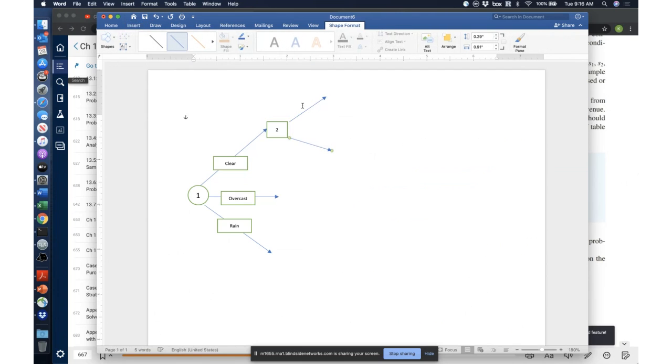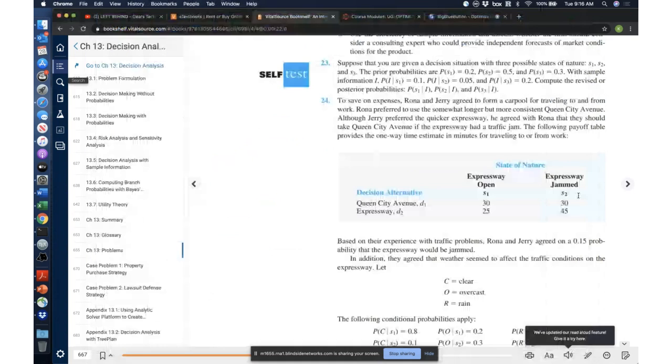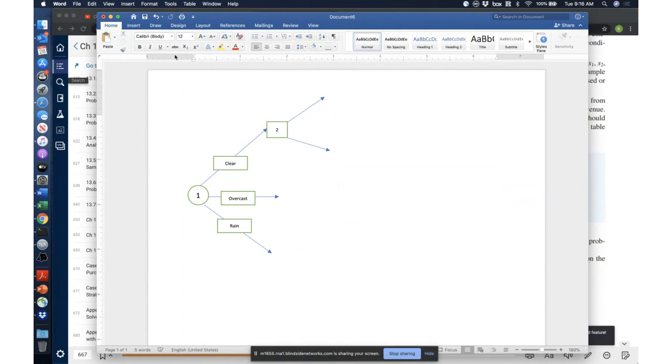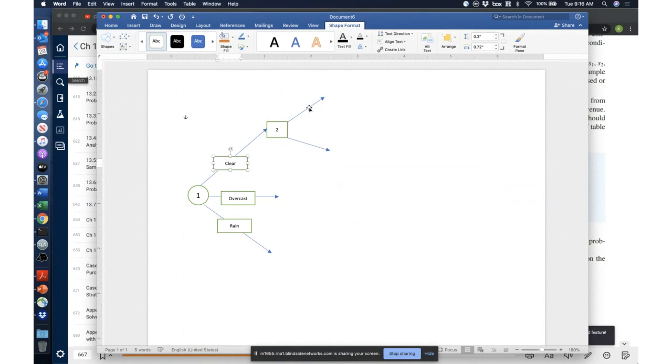So I'm just going to call them D1 and D2. So we know that D1 is taking Queen City Avenue and D2 is taking the expressway. You know what, let me just. This is the option of Queen City Avenue, call it QCA. And this is the option of taking the expressway. And call it expressway. Right.